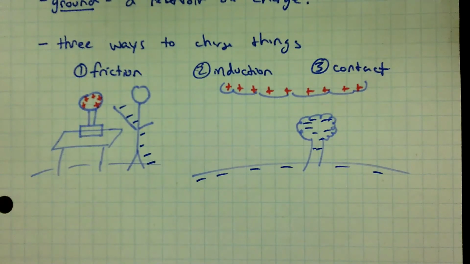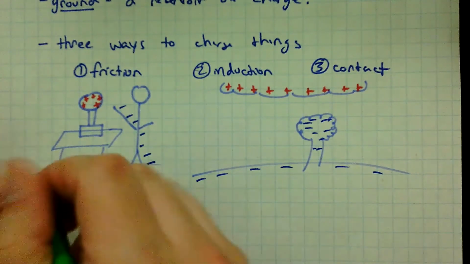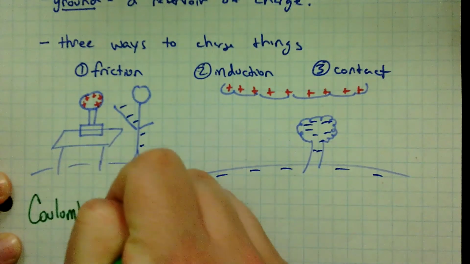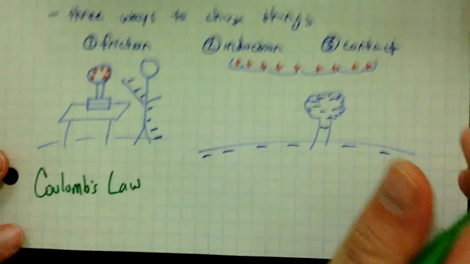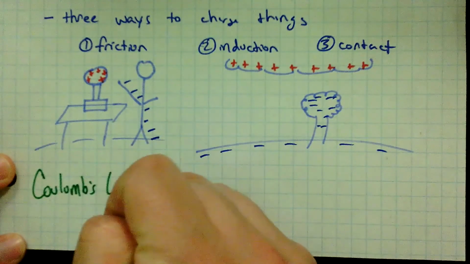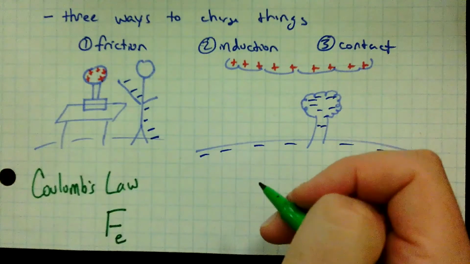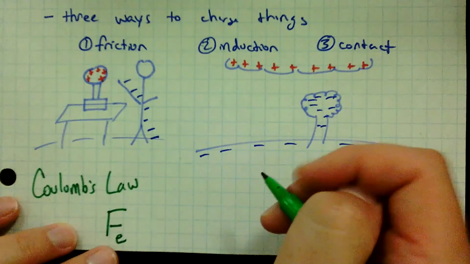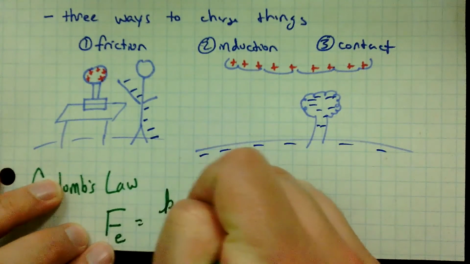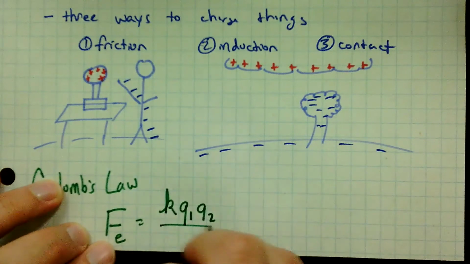But all this can be explained by one law that we're going to call Coulomb's law. Coulomb's law talks about the force, the electric force. Do I want to call this FE? The electric force between two charges, right? And the equation is this: FE equals K Q1 Q2 divided by R squared.